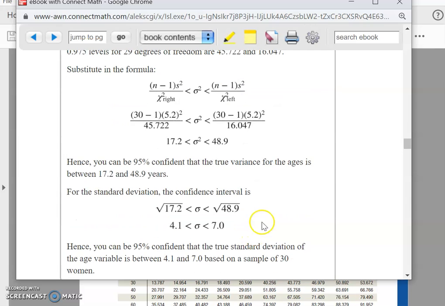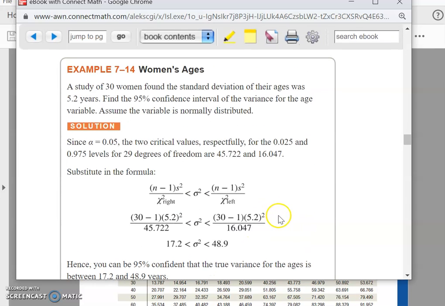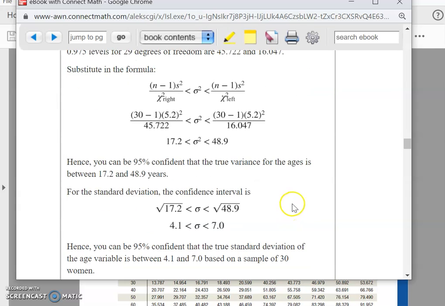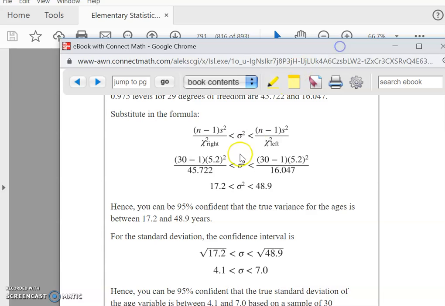Otherwise, it's all just algorithmic. You've got an algorithm and you just plug it in. You could do this whole problem while you're watching the Kardashians. I shouldn't pick on the Kardashians.